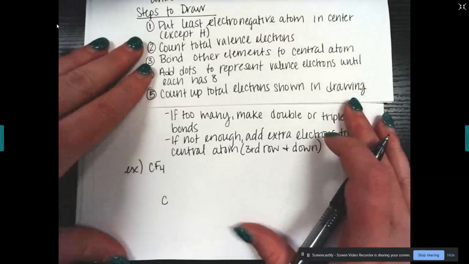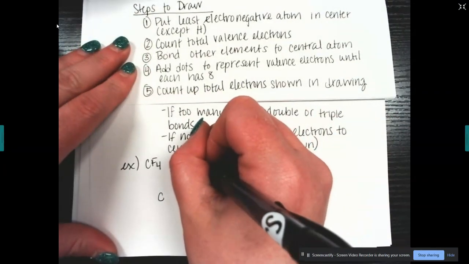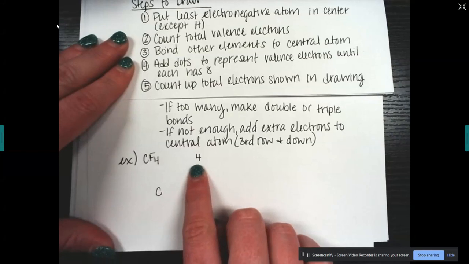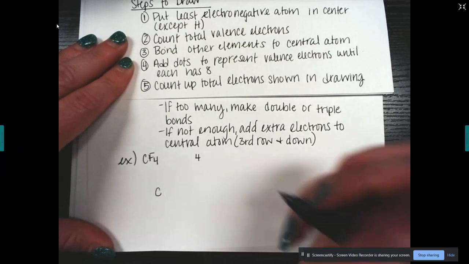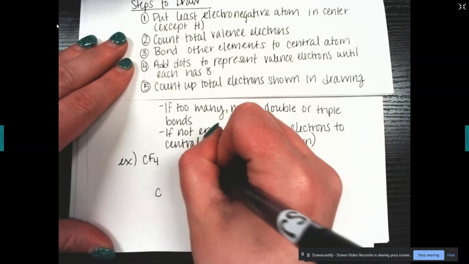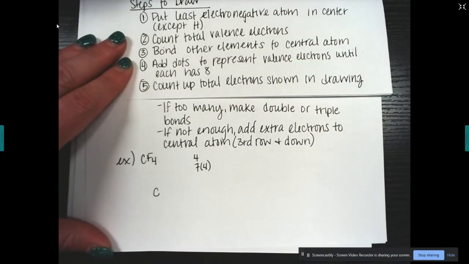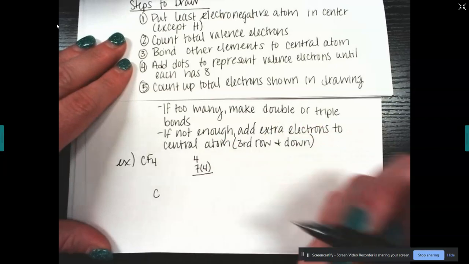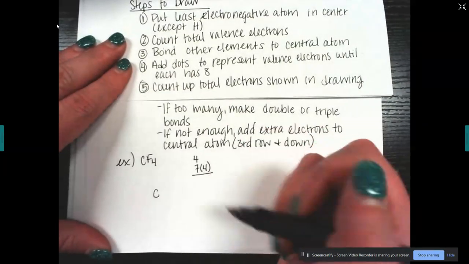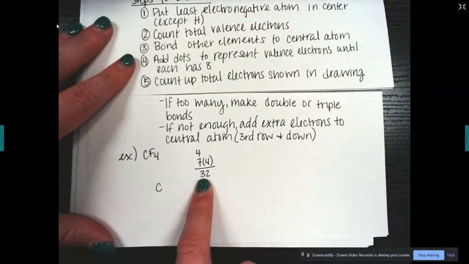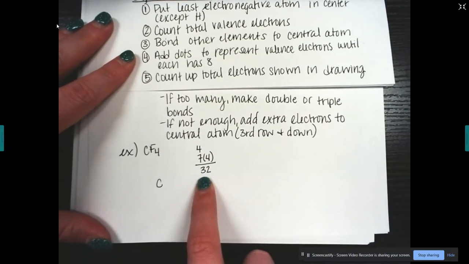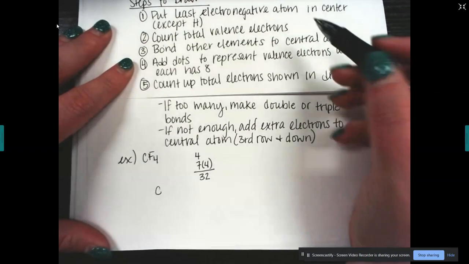So carbon has 4. All right, so there's 4 valence electrons in carbon. And then how many are there in fluorine? 7, but we have 4 fluorines, so I'm going to multiply that 7 by 4. Okay, so here's some math. This is fun. 7 times 4 is 28, plus 4 is 32. What that means is I have to have 32 total electrons represented somehow in my drawing. So that's an important number. All right? So that's step 2.